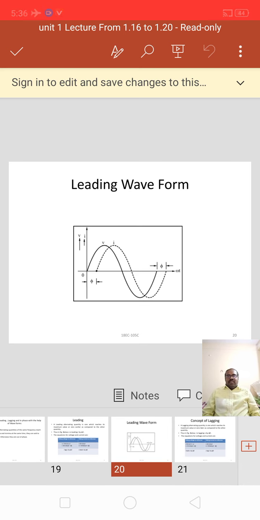The leading waveform is, see here, V leads I by pi value. Here V and I are the two alternating quantities depicted on the y-axis, and the difference, the pi value, is shown on the x-axis with the help of angular velocity or angular radian concept. V differs from I with a value of pi. That is, V leads I by pi.